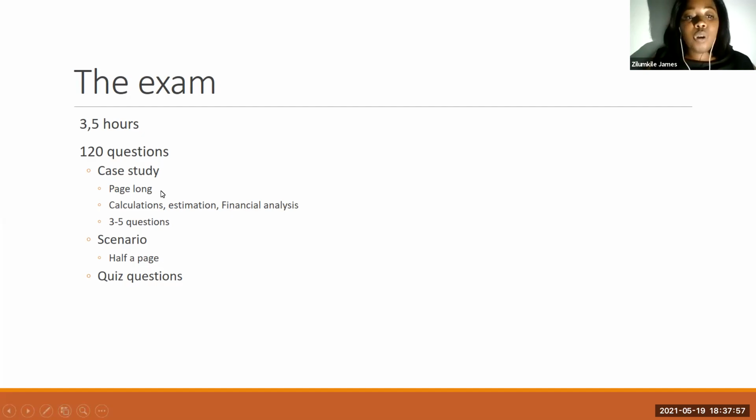So the case study is a page long. It focuses mostly on calculations, estimations, and financial analysis. You will have a calculator, which will be offered by the actual writing tool itself. For each case study, you'll be expected to answer 3 to 5 questions. So you'll read a case study and answer probably 3 to 5 questions per case study. There'll probably be 10 case studies that you will read.